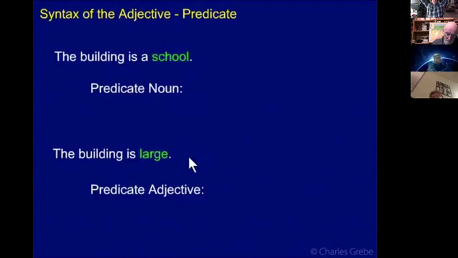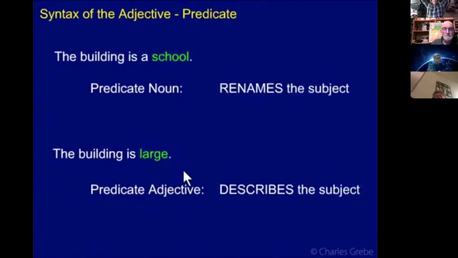Predicate noun, predicate adjective. And what a predicate noun does is it renames the building. The building is a school. School is another name for that particular building. While this one, the predicate adjective, describes the building. The building is large. So it's this one that we want to deal with here. So English has predicate adjectives as well. I just notify you about predicate nouns so you don't get confused with those. How does this function in Hebrew?